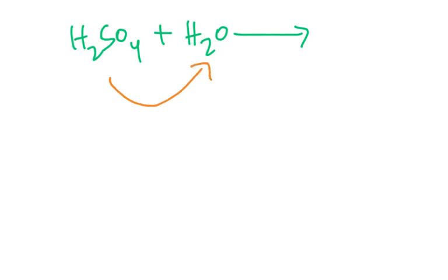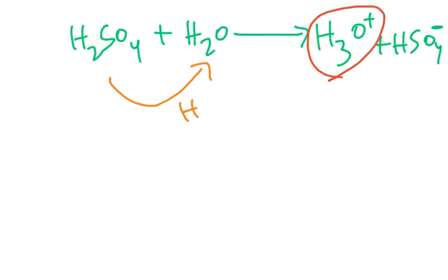So we're going to donate a hydrogen to water, water's going to accept it, then water is going to become a hydronium ion, which is very acidic, and the sulfuric acid is going to turn into its conjugate base, which will look something like this, with a negative charge. And the main thing that we have to focus on, though, is this hydronium.